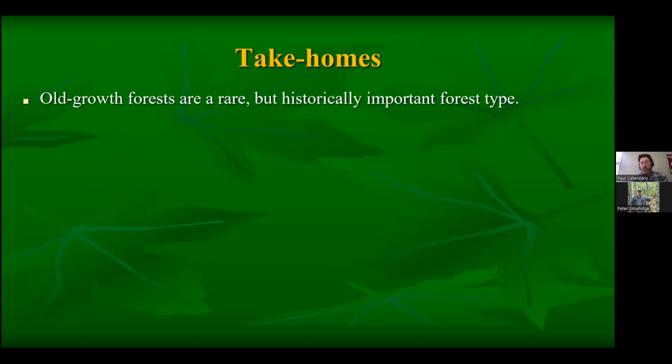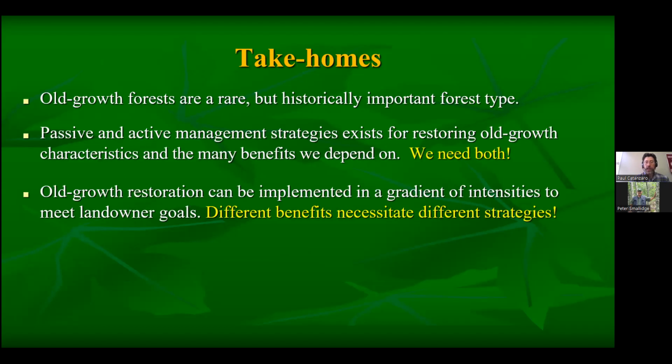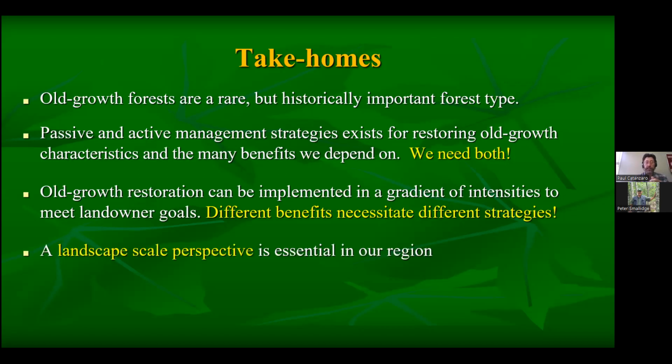And I'll just close with this: recognize that we've had this huge jump from 90% to 0.1% or so of our landscape, that there are strategies, both passive and active, that you can take to restore these characteristics. We need both on the landscape. You can mix and match these, as I was just talking about, to provide this wonderful benefit. Please look at this as a gradient. It's not cookie cutter. It can be paired with other goals and objectives.